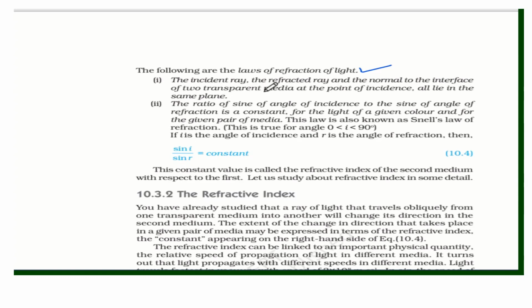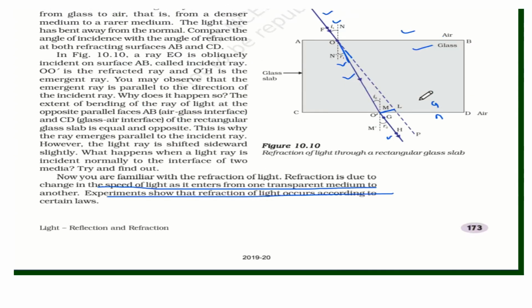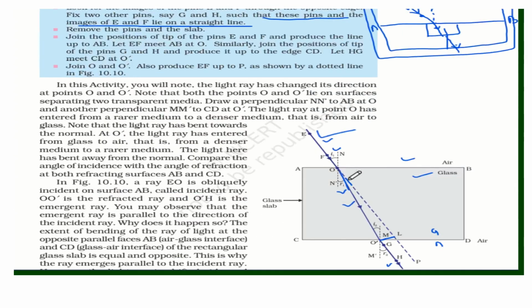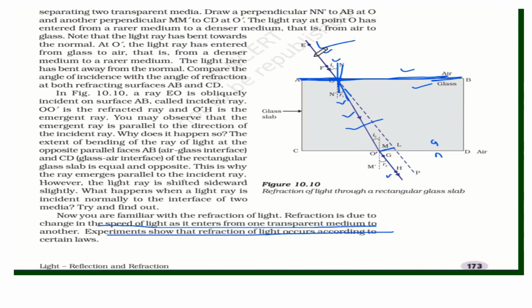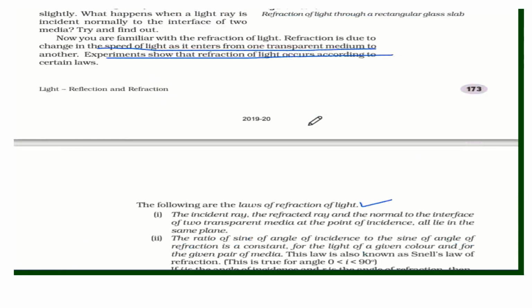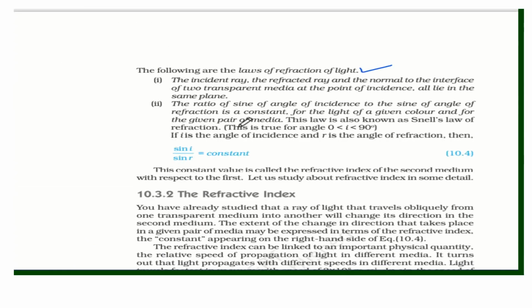So this is your incident ray, this is your refracted ray, and this is your normal. This is the point of incidence. The boundary which separates the two media is called the interface. So at the point of incidence, at the interface, the incident ray, refracted ray, and the normal all lie in the same plane.